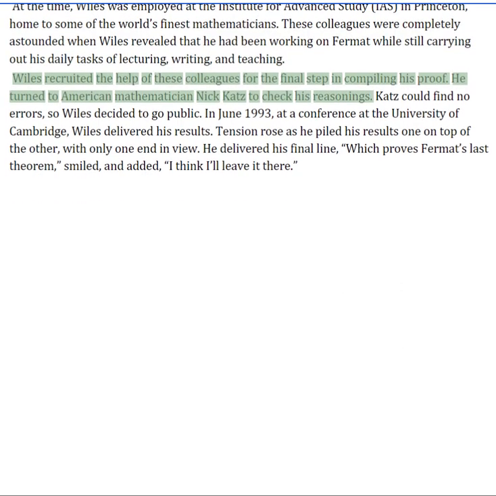Wiles recruited the help of these colleagues for the final step in compiling his proof. He turned to American mathematician Nick Katz to check his reasonings. Katz could find no errors, so Wiles decided to go public.